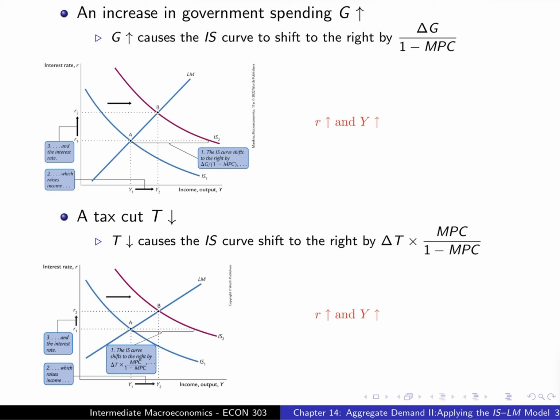2. A tax cut. A tax cut also shifts the IS curve to the right. The magnitude of the shift is delta T times MPC over 1 minus MPC. As a result, R increases and Y increases. Step 1, the IS curve shifts to the right by delta T times MPC over 1 minus MPC. Step 2, output increases from Y1 to Y2. Step 3, the interest rate rises from R1 to R2.